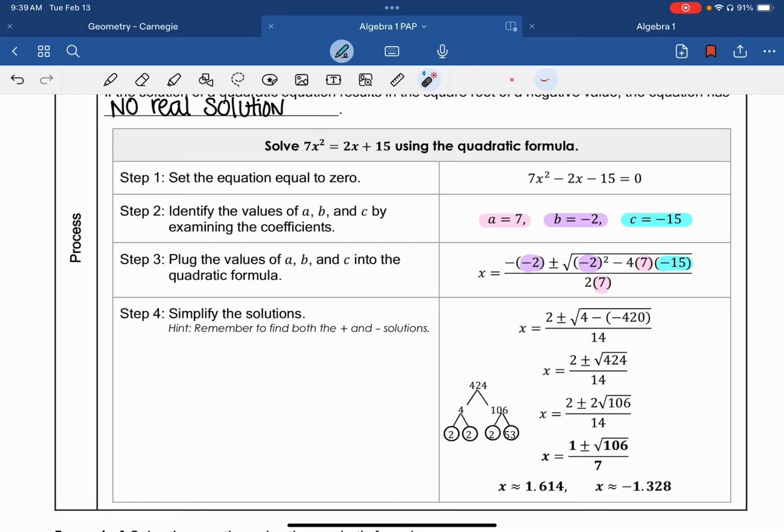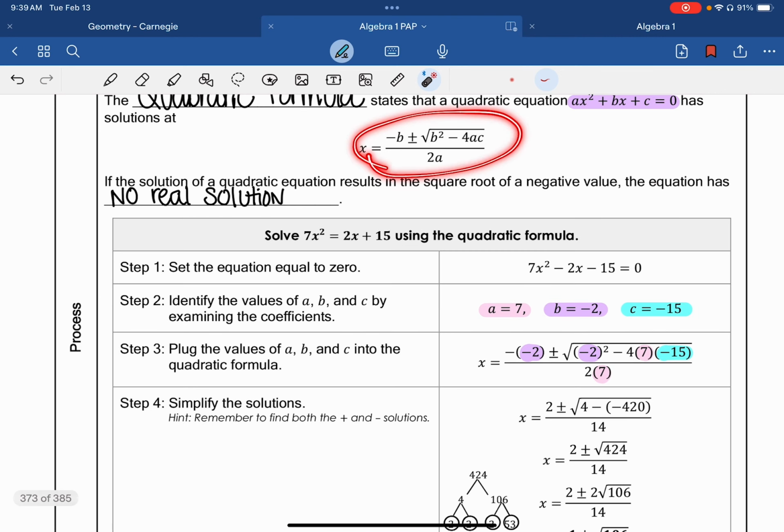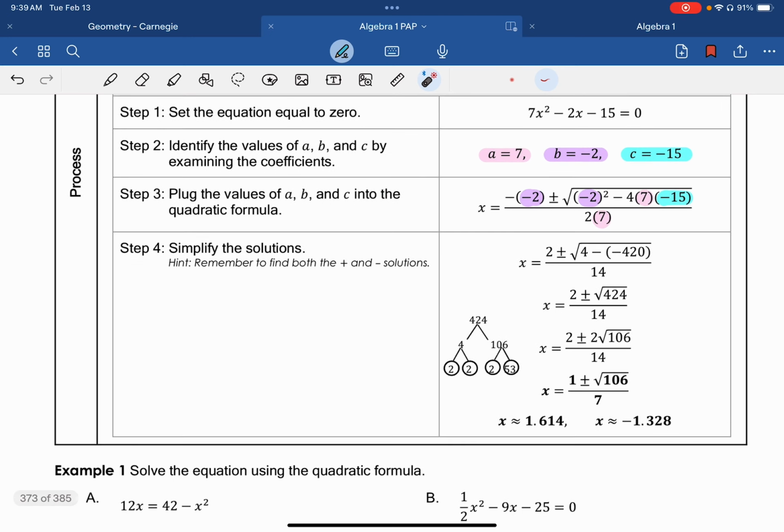All right, so the first thing I need to do is make sure I have my equation set equal to 0. So they have given us an equation here in the process, and they've gone ahead and set it equal to 0. We're going to identify our A, our B, and our C values from our equation, and then we're going to plug them into the formula. Once again, this formula right here. And then we're going to go ahead and simplify.